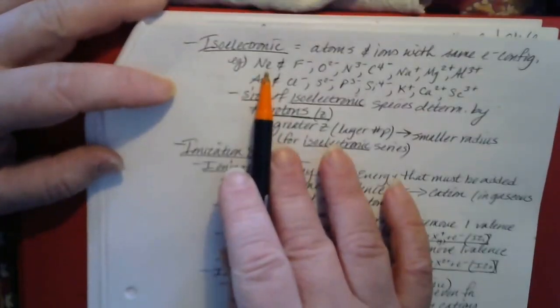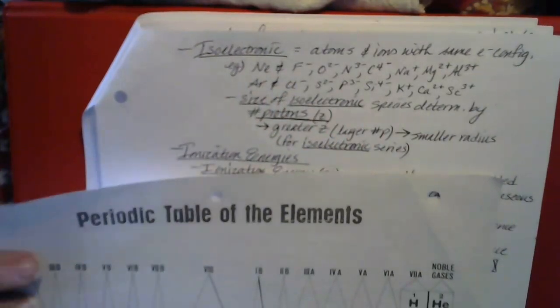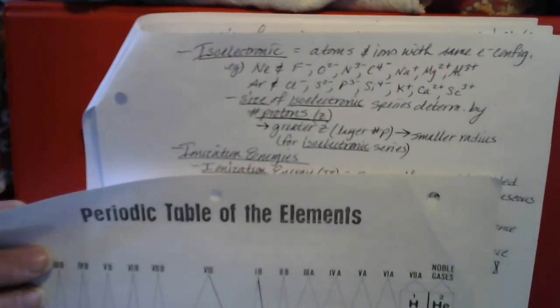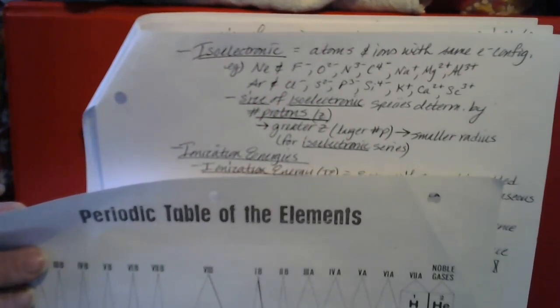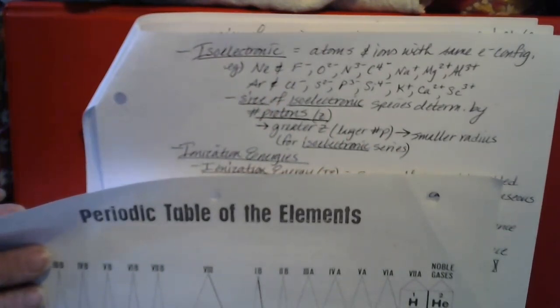Okay, so things like neon and fluoride ion. If fluorine gains 1 electron, it has the same electron configuration as neon. If oxygen gains 2 electrons, it has the same configuration as neon. So the oxide ion is also isoelectronic with fluoride and neon. The nitride ion gains 3 electrons, which makes it isoelectronic with neon also, but that means it's also isoelectronic with O2- and F-, and so on and so on. There are a bunch of them.